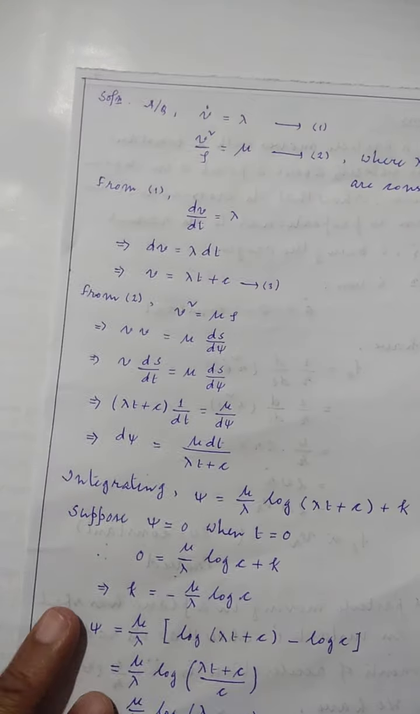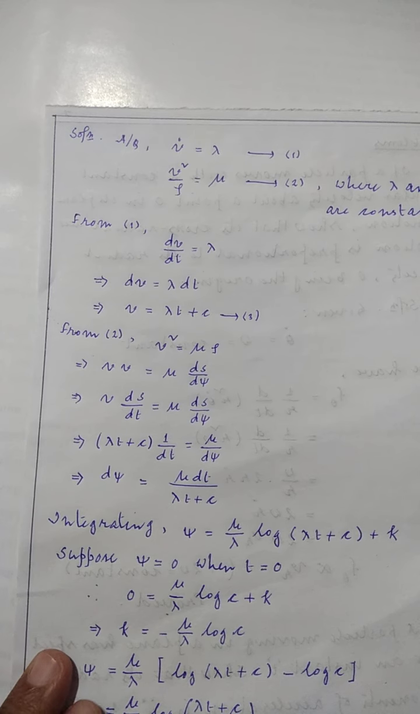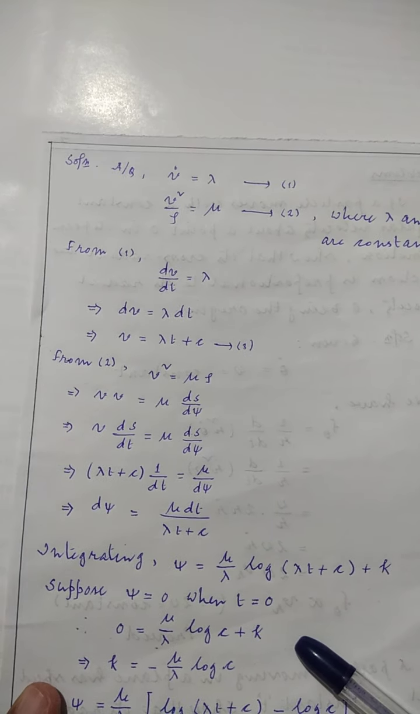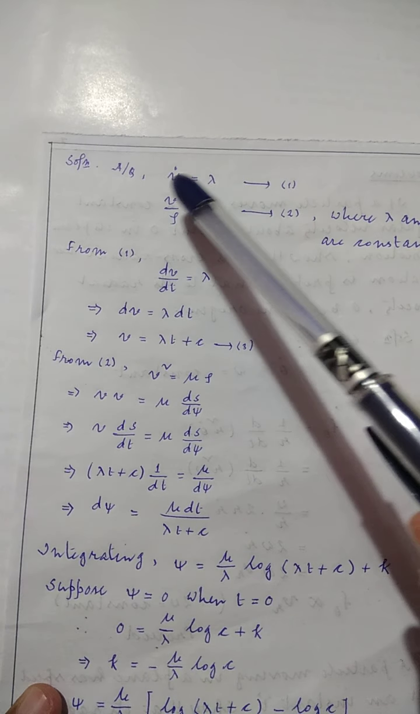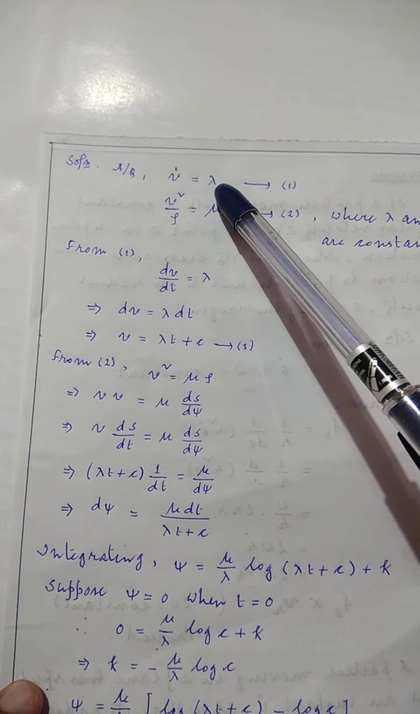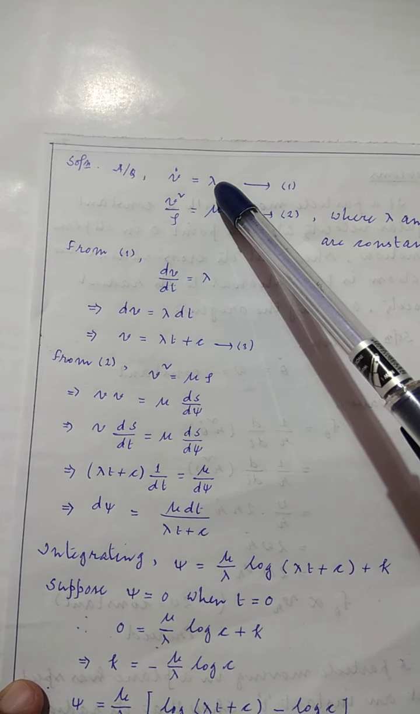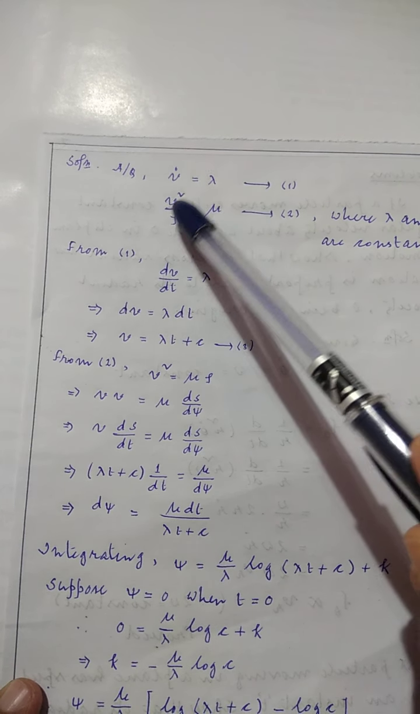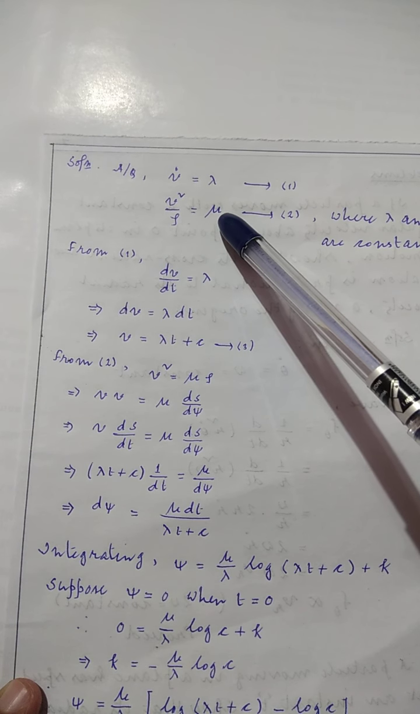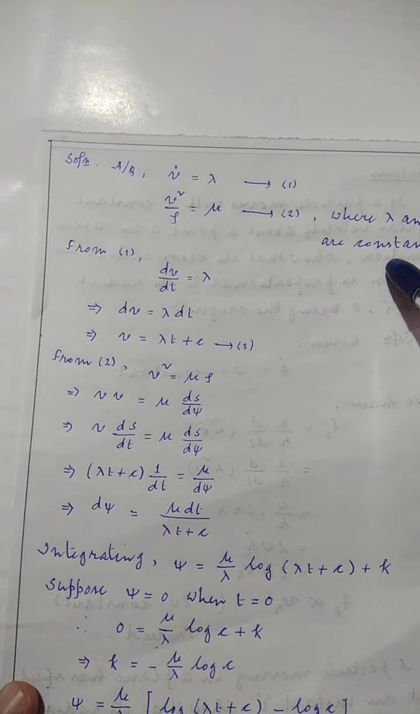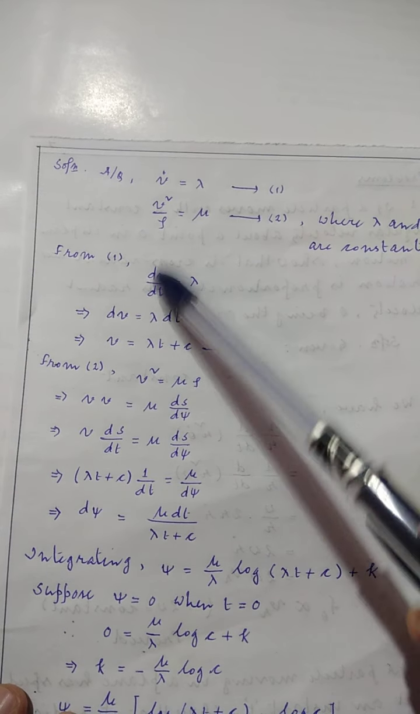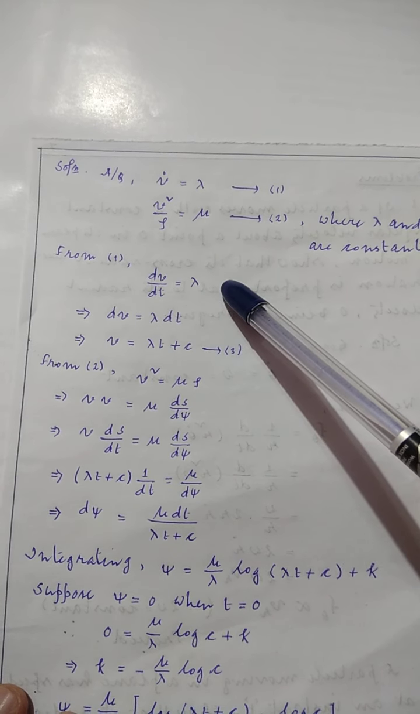According to the question, tangential and normal components of acceleration are constant. So we can write the tangential component of acceleration is v dot, which is constant, so we have written lambda. And the normal component of acceleration is v square by rho. This is also constant, we have written mu. So here lambda and mu are constants.